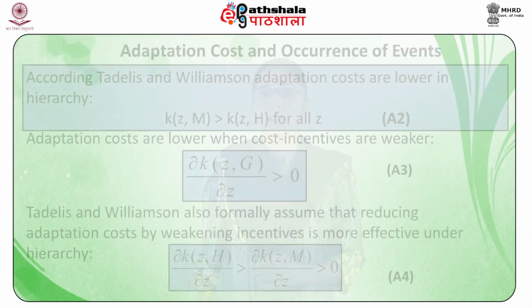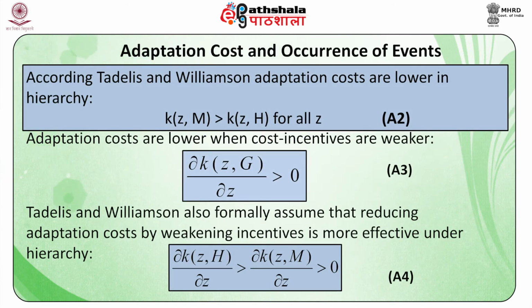Tadelis and Williamson here argue that the choice of incentives will affect adaptation cost. Williamson proposed that low-powered incentives have well-known adaptability advantages. If the supplier bears less of the production cost, it has less to gain from engaging in negotiations with the buyer or interface coordinator who is requesting some adaptation. Thus, adaptation costs are lower when cost incentives are weaker. That is, dKZG divided by dZ is greater than 0.